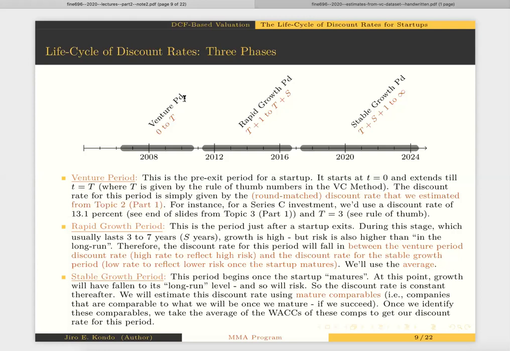I advocate doing this not because I believe that every single industry, once we match on round, has the same discount rate in the context of VC investments. It's just because we don't have data that allows us to go more granular than that.